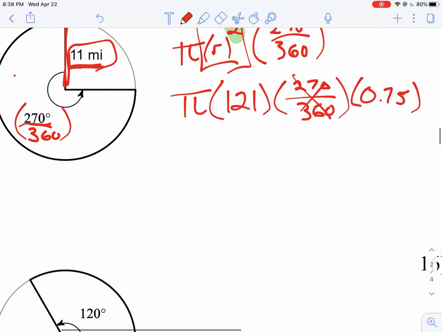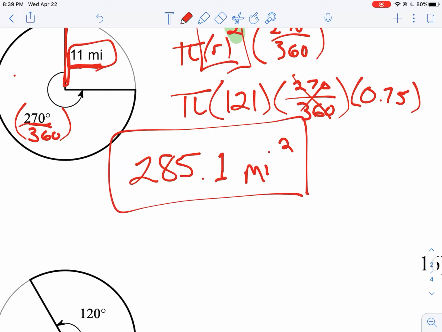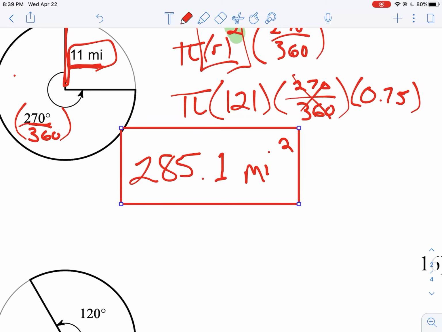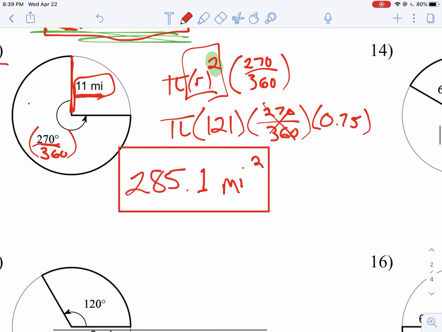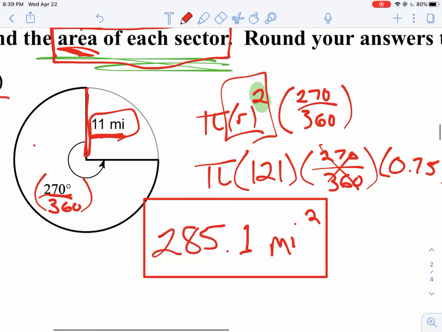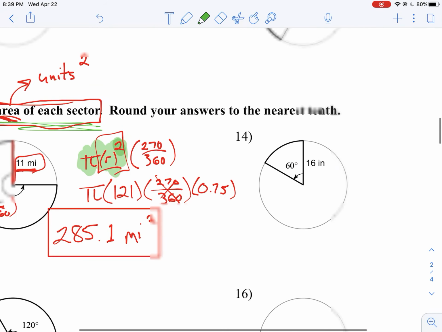Enter. All right, so the sector area is going to be 285.09, which is going to round to 285.1 square miles. Boom. There it is. So it's really the same thing that we did for arc length, except now instead of the first part being the circumference formula, the first part's going to be the area formula.